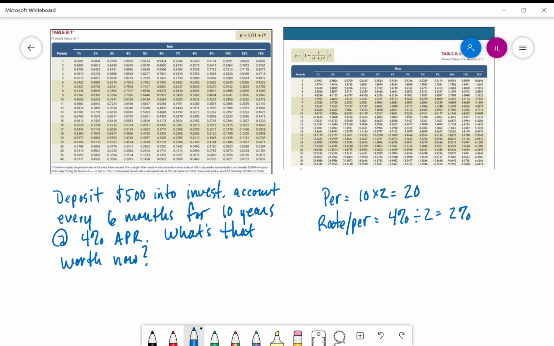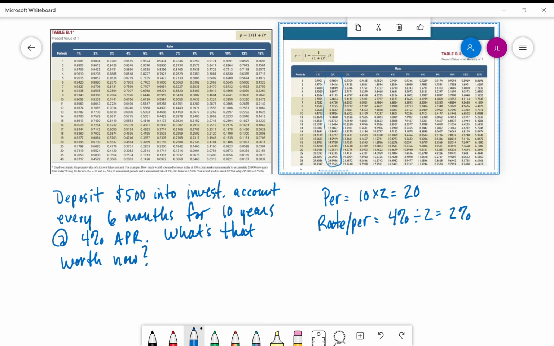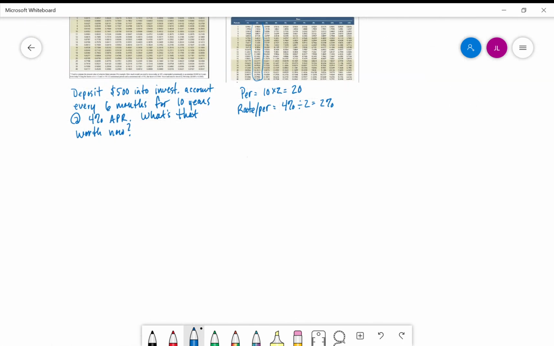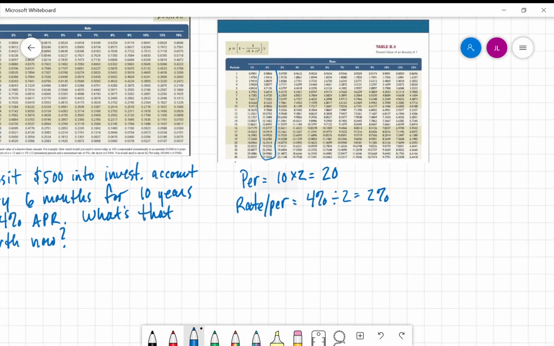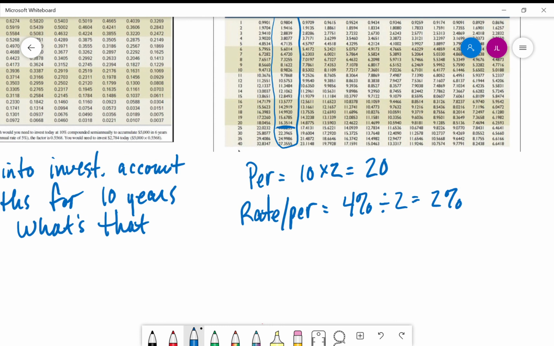Now, if we look at our table here, where the 2% column is here, and 20 periods, this might be hard to see, is here. And that is, oh my goodness, 16 point... Let's just make this a little bit bigger, if we can. At 20 periods, here we go. We are at 16.3514.